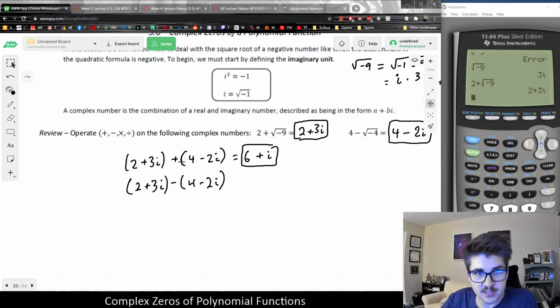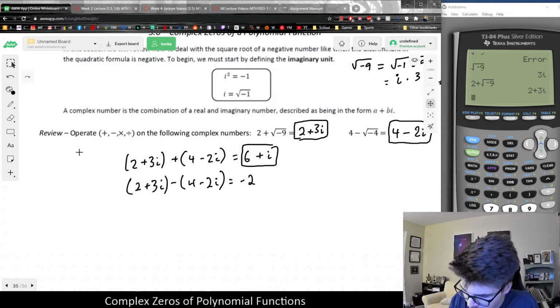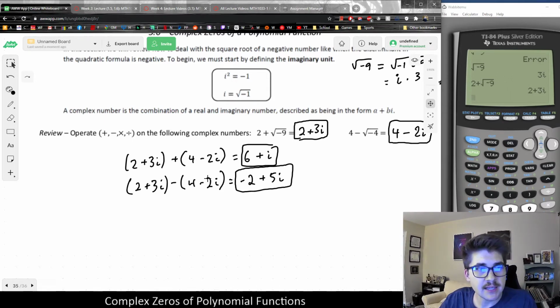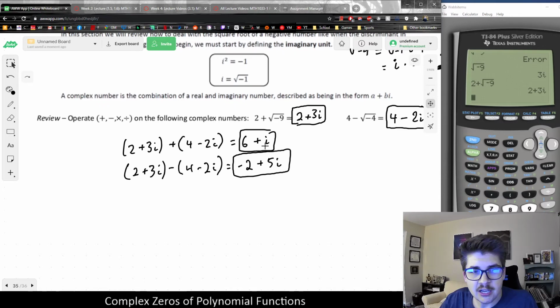the distributive property, because when subtracting a compound number, both signs would change. So it would really be, well, 2 minus 4 is -2, and 3i minus a -2i, really that would be plus 2i by distributive property, or plus 5i. So adding and subtracting is pretty easy. It works just like a polynomial.